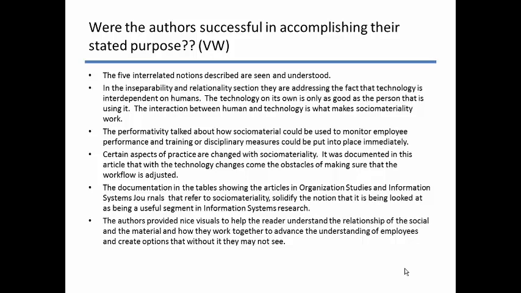The performativity talked about how social material could be used to monitor employee performance and training, or disciplinary measures could be put into place immediately. Certain aspects of practice are changed with social materiality. It was documented in this article that with technology changes come the obstacles of making sure the workflow is adjusted.